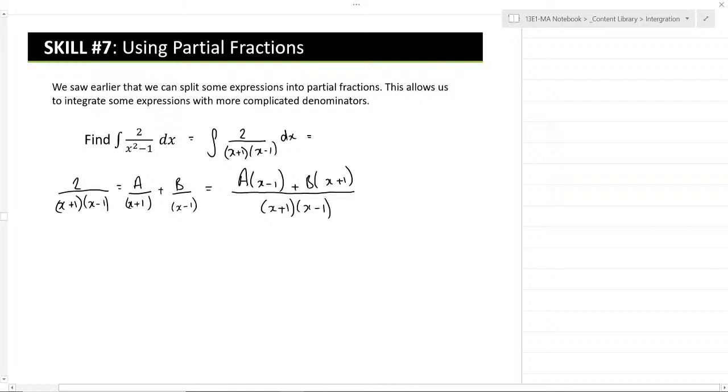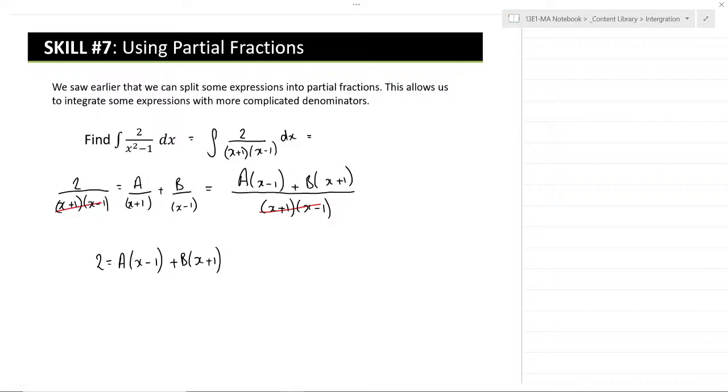Everybody all right with that and where that's come from so far? Just have a thumbs up, thumbs down. Good. So then we end up with this, don't we? Because the denominators are going to cancel. So that there is going to cancel with that. And all we end up with is that 2 is equal to a times (x minus 1) plus b times (x plus 1), like so.